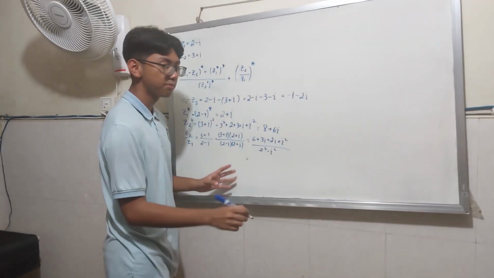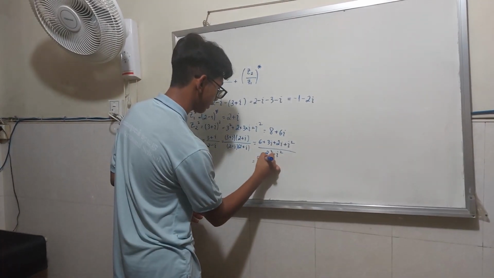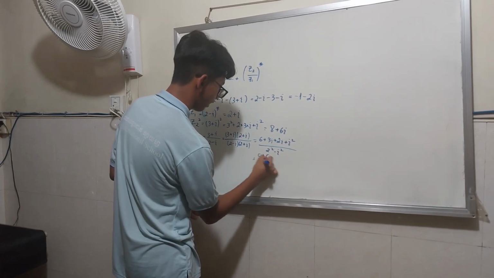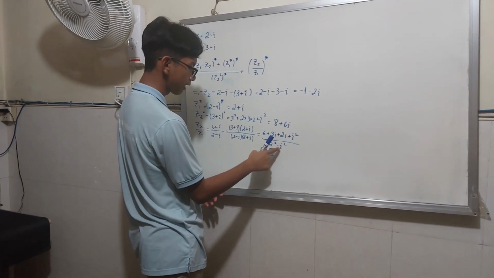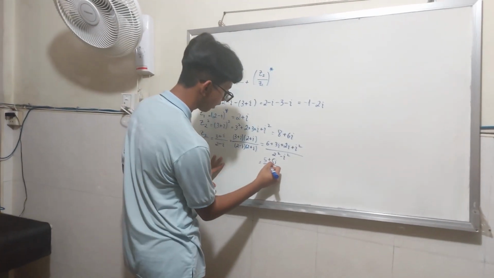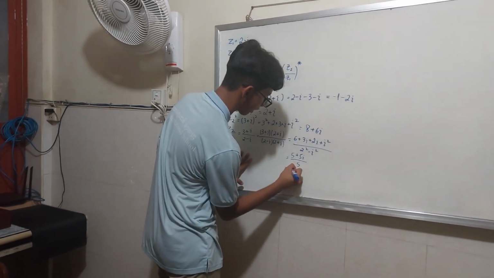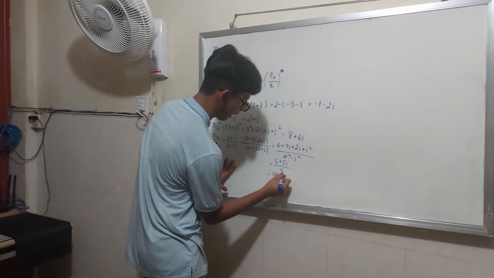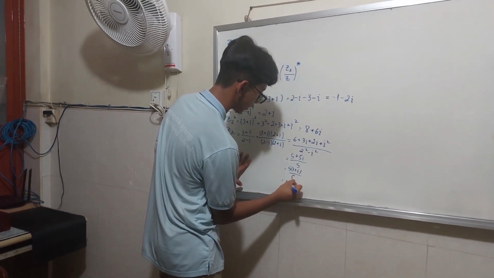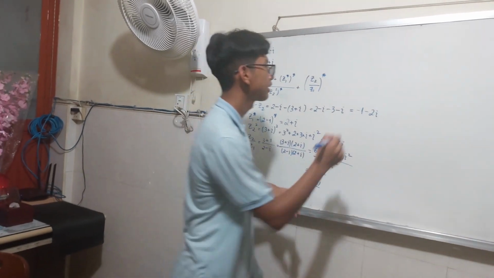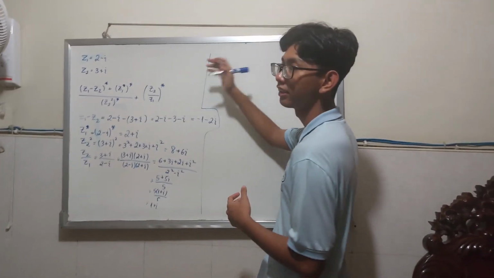So i squared, as I mentioned again, is minus 1. So 6 minus 1 is 5, plus 5i. And do the same: 2 squared is 4, i squared is minus 1, and minus minus 1 is plus 1. So we get 4 plus 1, which is 5. Then we can just factorize 5 out, and you would have 1 plus i. Now it's not over yet, so let's solve this question.